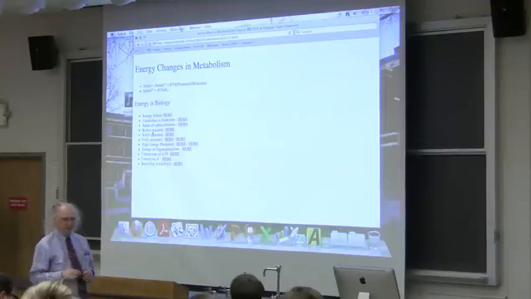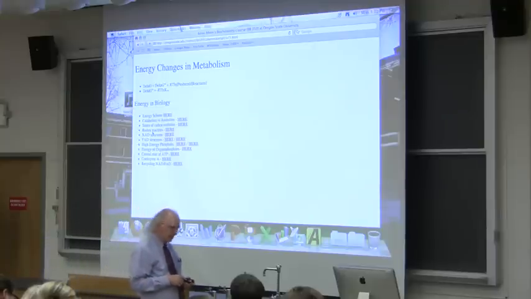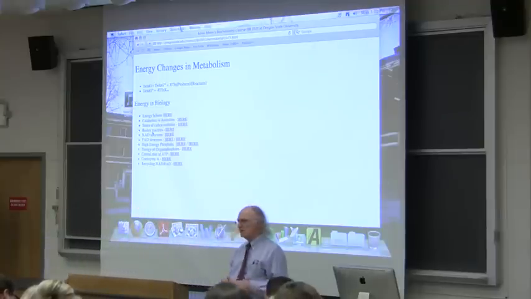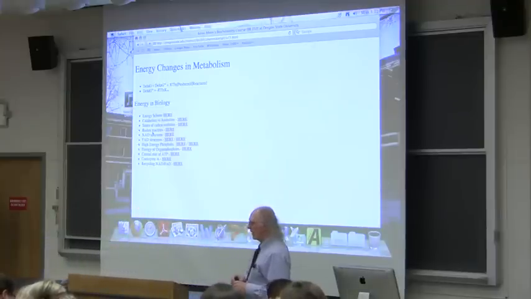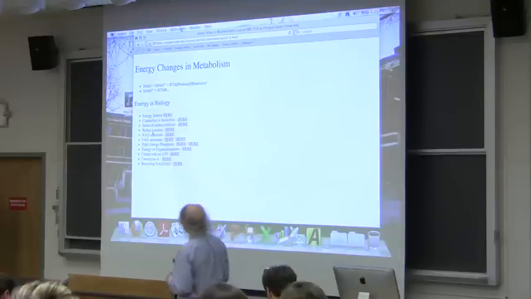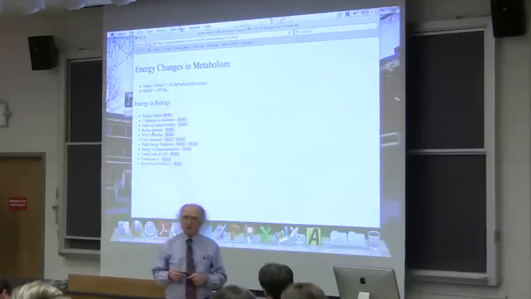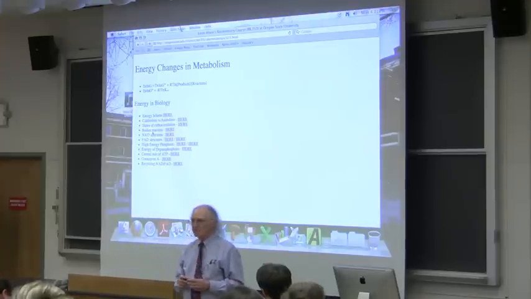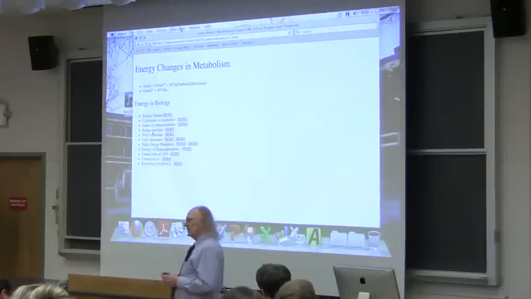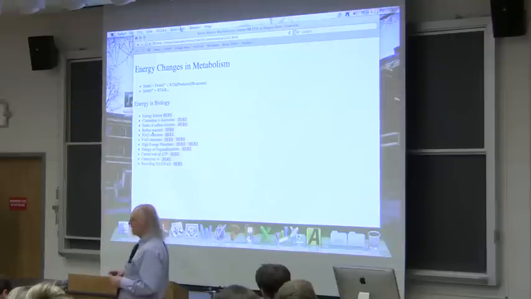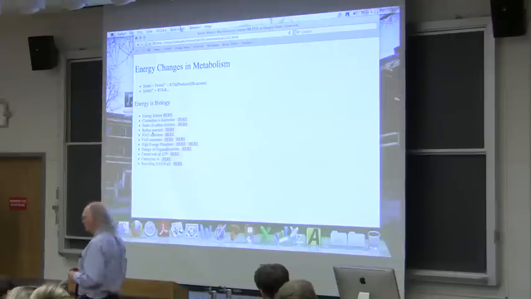All right? But if the delta G is 0, it's at equilibrium. It's not changing in concentration of products and reactants over time. Okay? Very important thing to remember. And about a third of you are going to get on the exam and you're going to tell me that delta G being 0 means that products equal reactants. And you're going to be wrong.